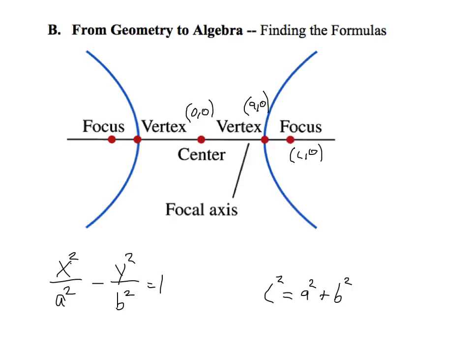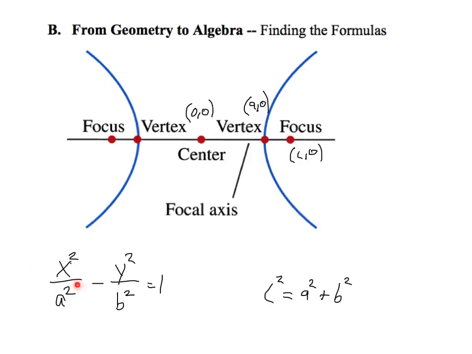Okay, our center is at 0, 0. The vertex is going to be at A, 0. The focus is at C, 0. And when that happens, especially for the ones that open left and right, you're going to have this sort of formula where it's x squared over a squared minus y squared over b squared equals 1. So again, subtraction is kind of a major change here.